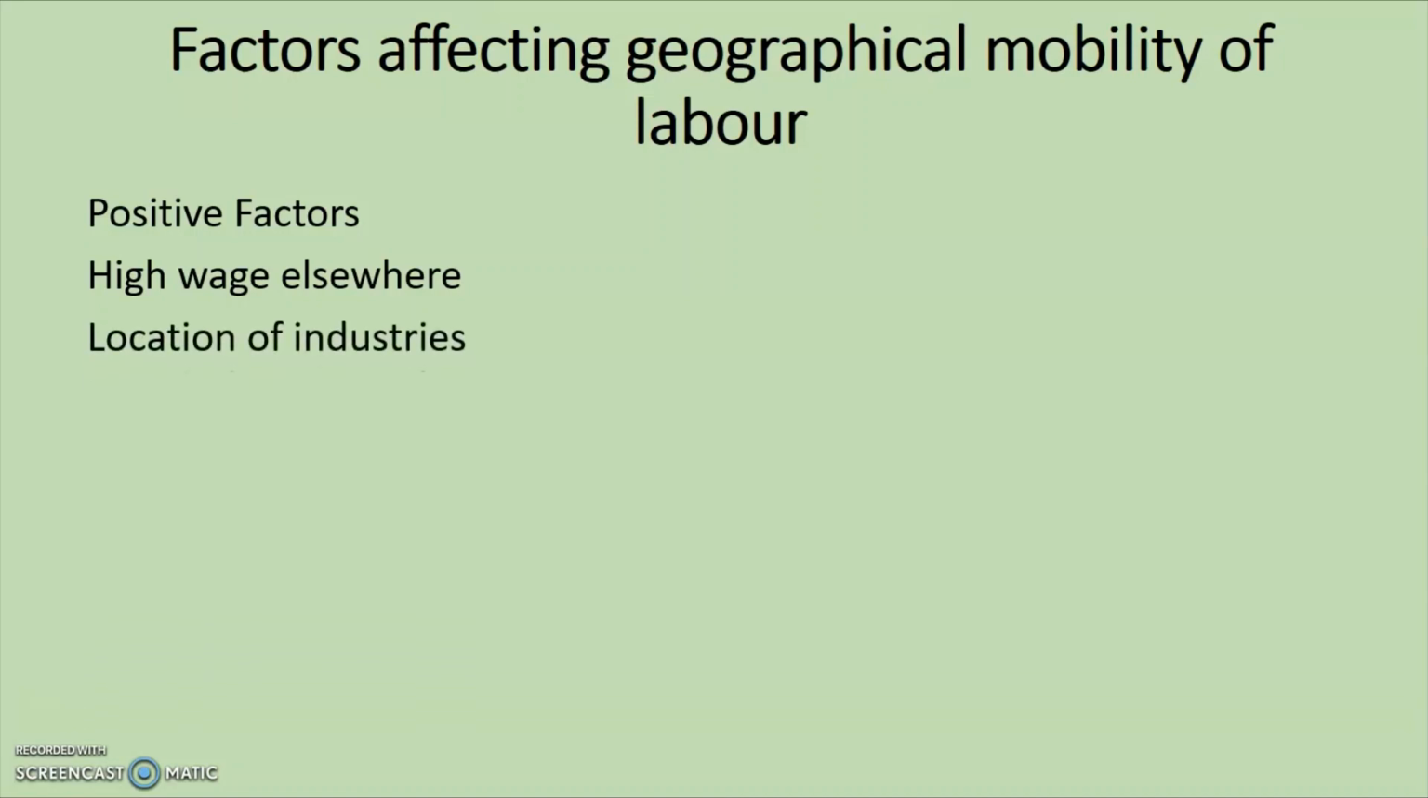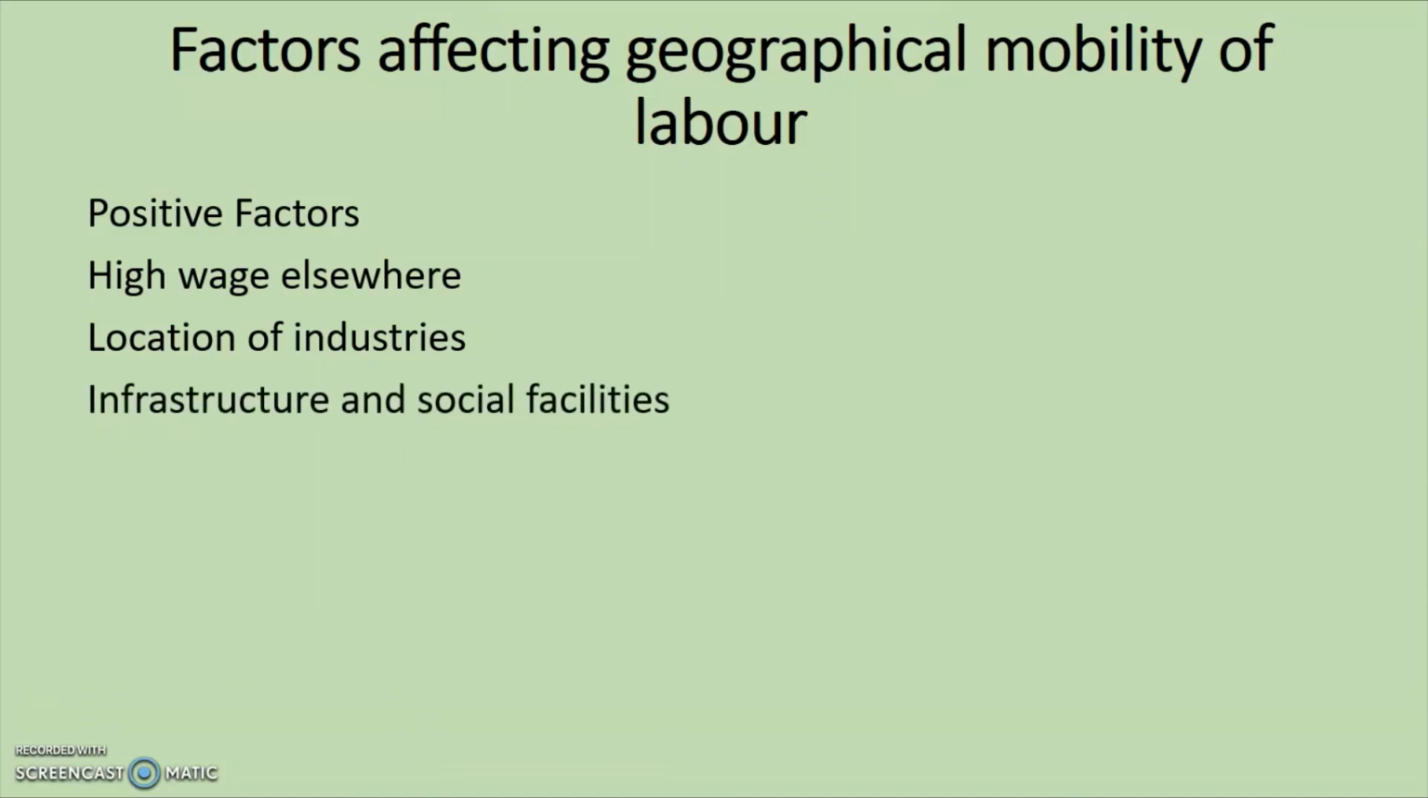Then we have location of industries. Every labor will want to move to a place where there are industries around. Why? Because one of the benefits of staying around where we have industries is that at that place you have good transport services such as good roads. The network is very good. You have good electricity. We have good infrastructural facilities. So everyone wants to relocate to a place where we have industries or factories around.